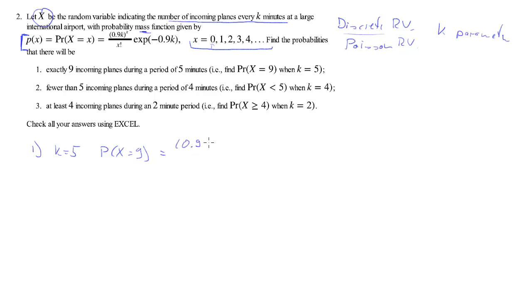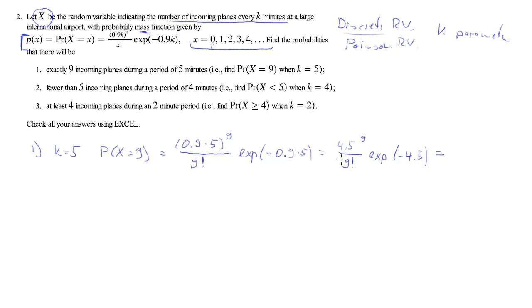So that's 0.9 times 5 to the power of 9 divided by 9 factorial times the exponential of negative 0.9 times 5. Just simplifying slightly, 0.9 times 5 is 4.5, so we have 4.5 to the power of 9 divided by 9 factorial times the exponential of negative 4.5. So this is all just calculations.